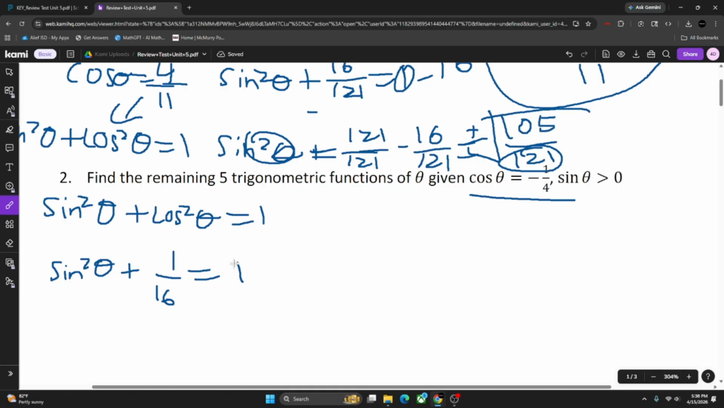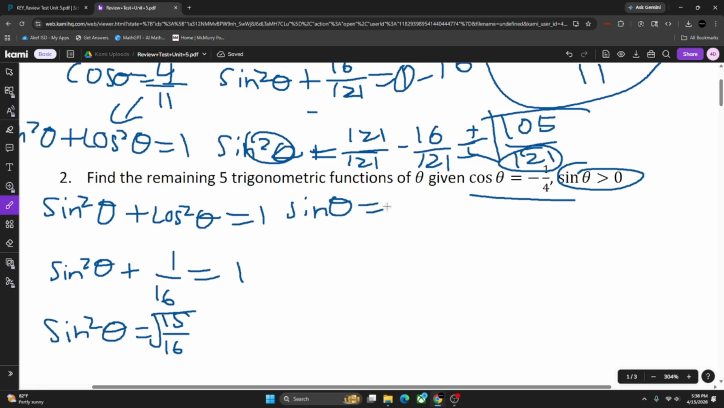Then 1 turns into 16 over 16, and sine squared is going to equal 15 over 16. You guys gotta do the math, 16 minus 1. Oh, forgot, you also have to square root it. It's going to be positive because it's greater than 0. So sine is equal to square root of 15 over 4, since the square root of 16 is 4. That's one. So we've got to find four more.